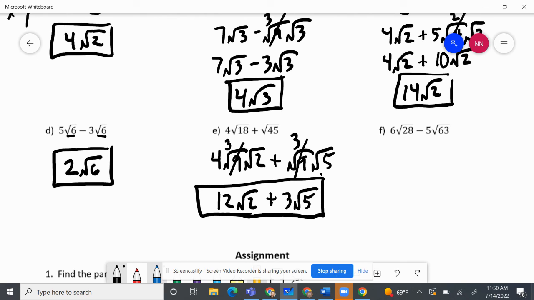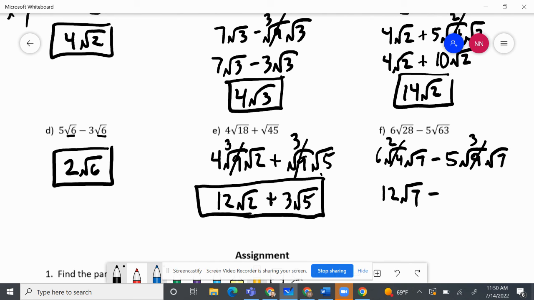For letter F, 28 we know is 4 and 7, and 63 we know is 9 and 7. So the square root of 4 is 2. The square root of 9 is 3. 6 times 2 is 12. So 12 square roots of 7. 5 times 3 is 15. So 15 square roots of 7. 12 minus 15 gives us negative 3. So negative 3 square root of 7.